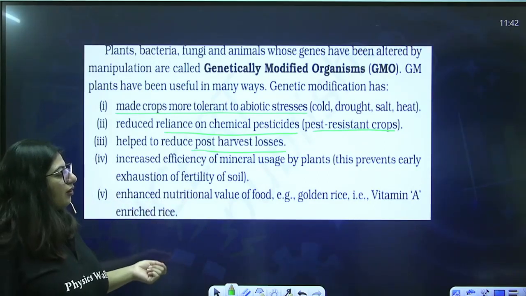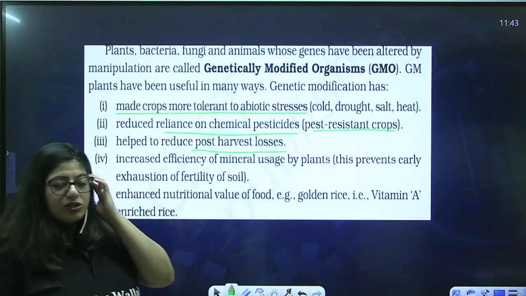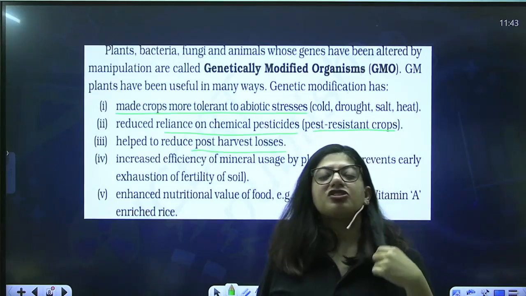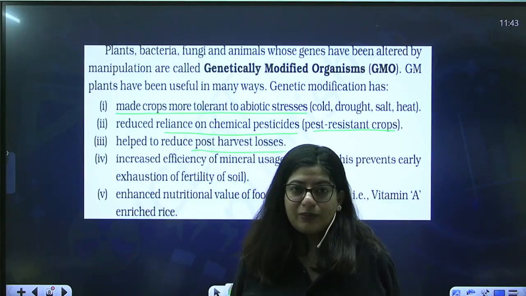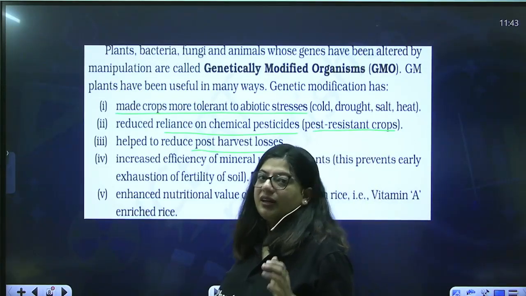Enhanced nutritional value of food, example golden rice, that is vitamin enriched rice. Now you can also increase the nutritional value of the food. How? By adding a gene of vitamin A, right? And this is how that plant which has the gene of vitamin A will be rich in vitamin A. If you eat it, you will never have vitamin A deficiency.